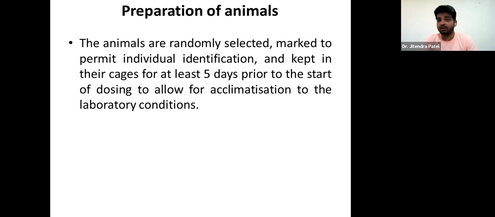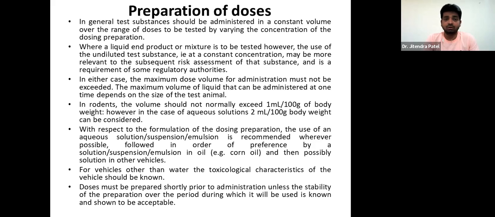If we see any abnormal behavior from any of the animals, we can pick them out and replace them. That is why this observation is very important before the study. Preparation of doses, we should be very careful with this, right? In general, test substances should be administered in a constant volume over the range of doses to be tested by varying the concentration of the dosing preparation.